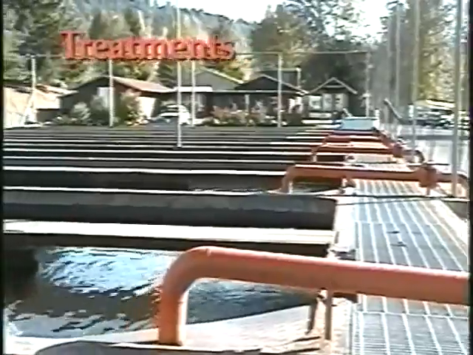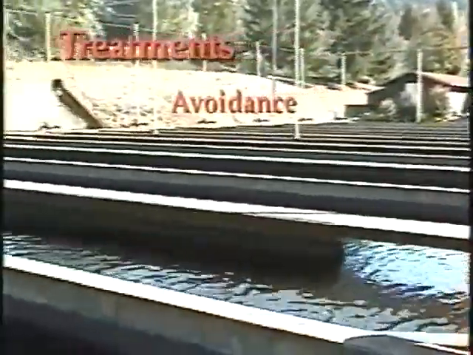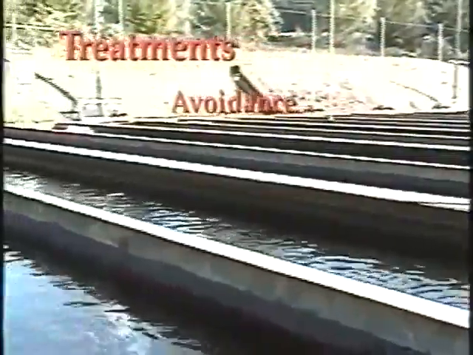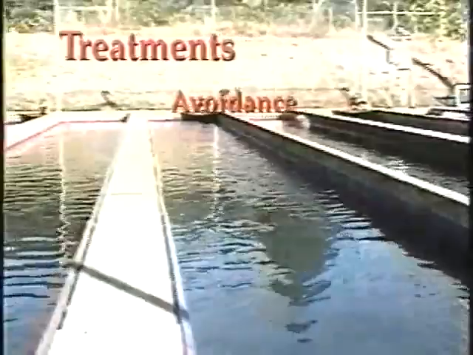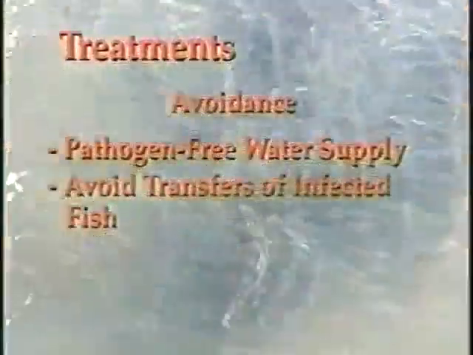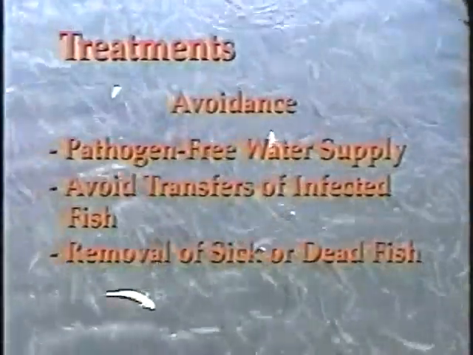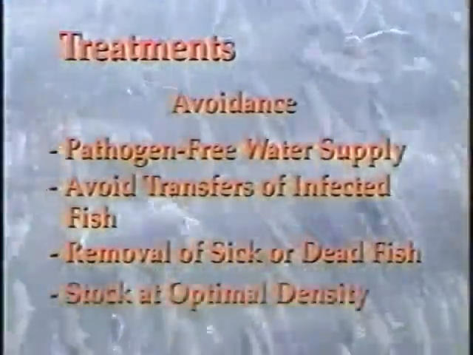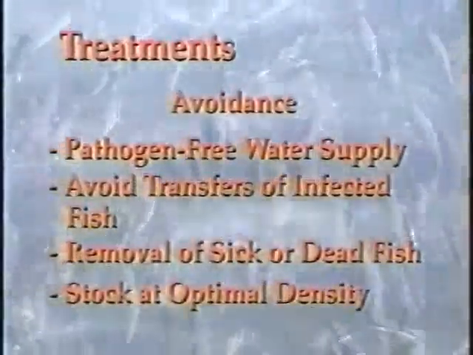The most effective method of controlling parasitic as well as other pathogens is avoidance. Hatcheries can be managed to reduce the potential for parasites to cause problems by maintaining water supplies free of fish and other aquatic organisms, avoiding transfer of fish between hatcheries, removing dead and sick fish regularly, and reducing stress by stocking at optimal densities and minimizing handling.